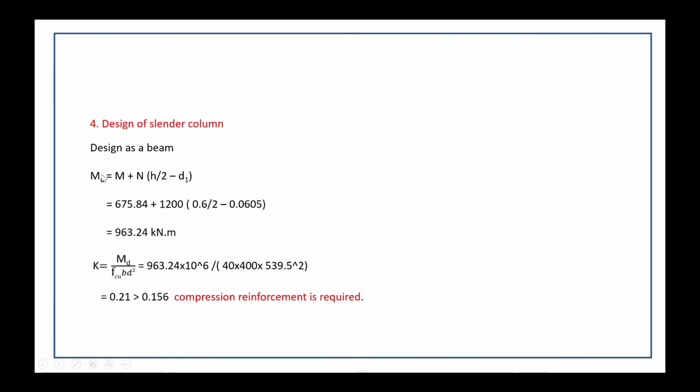So we got the MD, the moment resistance of section, is equal to 963.24 kilonewton meter. Now we calculate the K. K is equal to MD divided by fcu multiplied by b d squared. Now we got the result is equal to 0.21, which is greater than 0.156, so compression reinforcement is required.